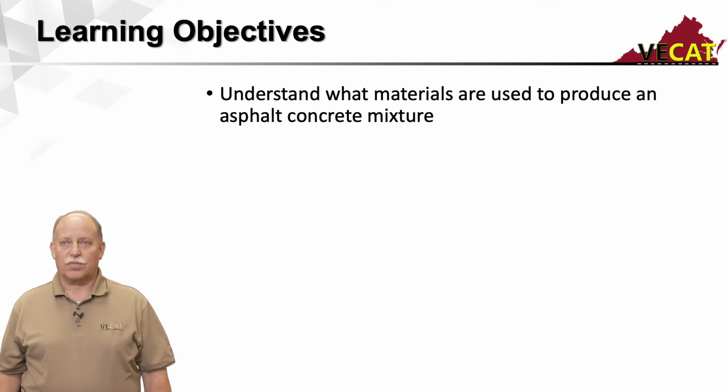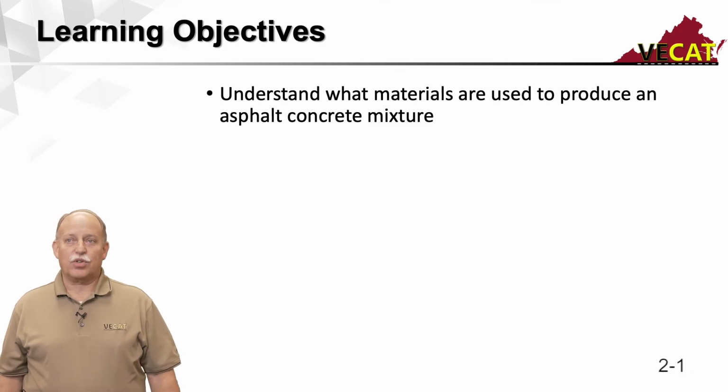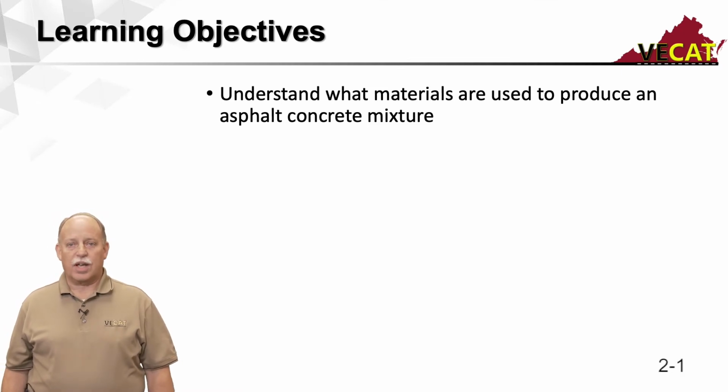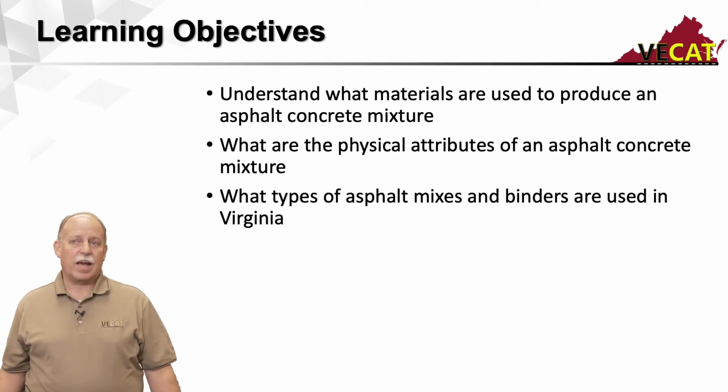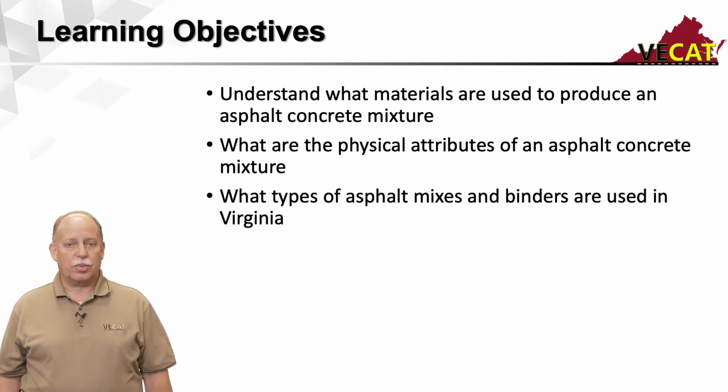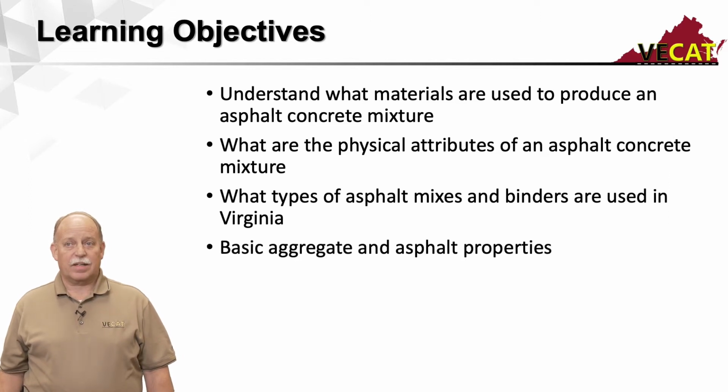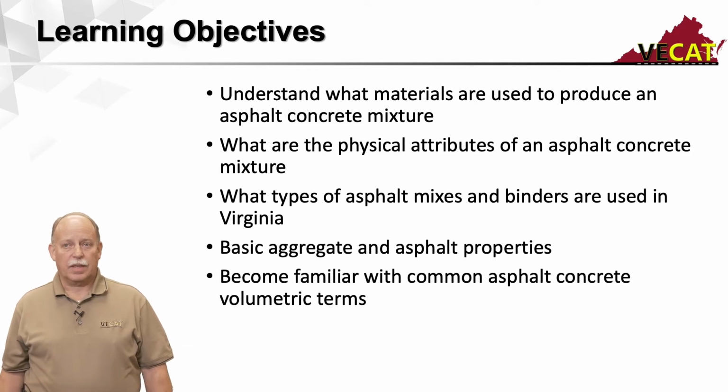Learning objectives for today's module are: we need to understand what materials are used to produce an asphalt concrete mixture. What are the physical attributes of an asphalt concrete mixture? And then what types of asphalt mixes and binders are typically used in Virginia? And then the basic aggregate and asphalt properties. And lastly, become familiar with the most common asphalt concrete volumetric terms.